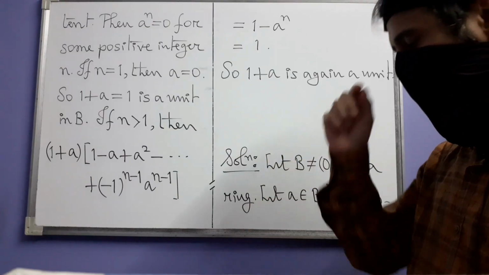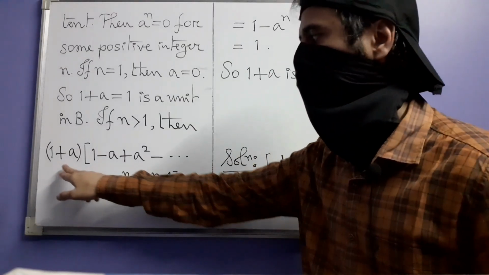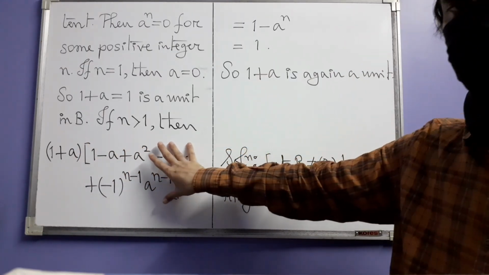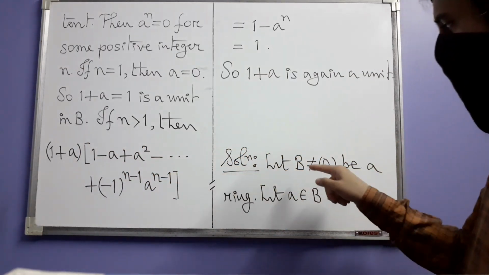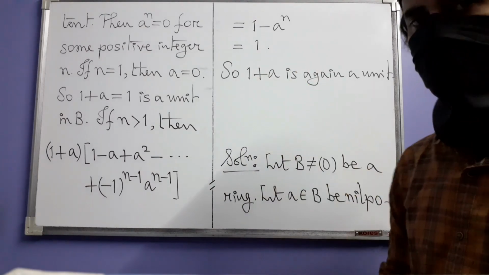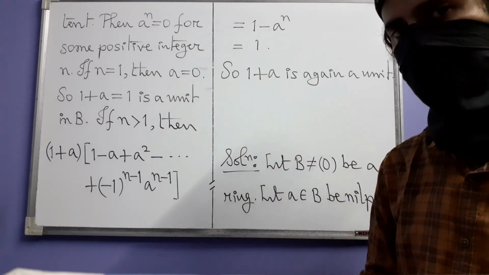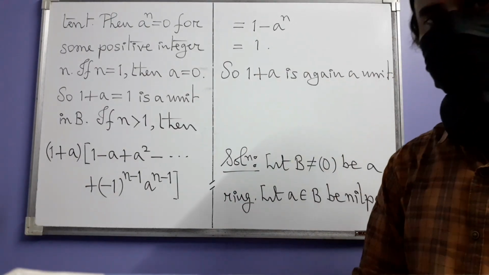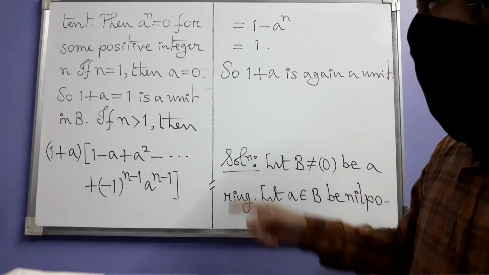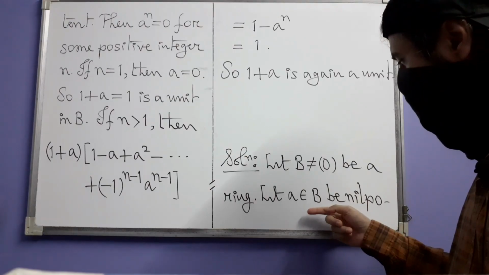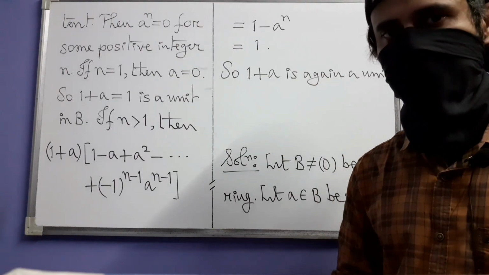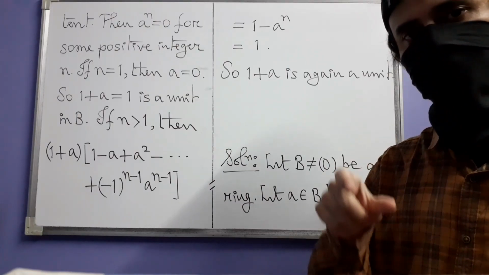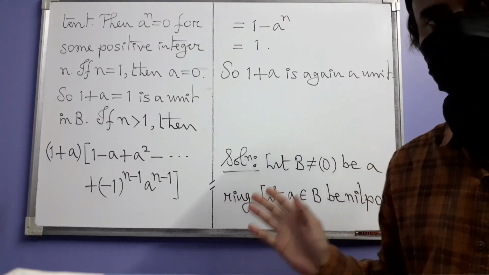Do you see what you have got here? 1 plus a times some ring element, which is after all in its entirety a ring element in our ring B, is equal to 1. So by the definition of a unit in a ring, 1 plus a again is a unit in this case also. That means if you take a general nilpotent element in a ring and add the identity element 1 to it, then that sum becomes a unit in the ring B.